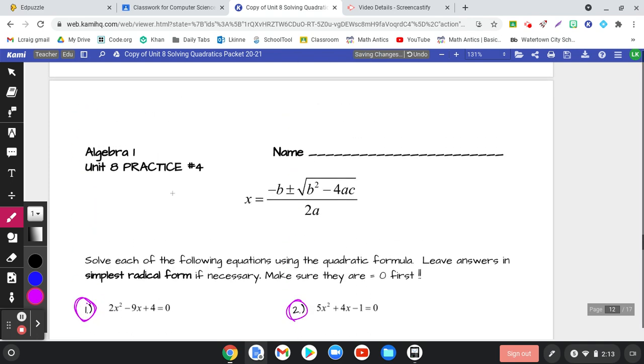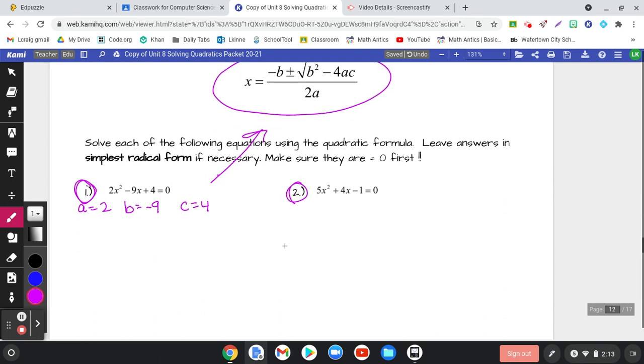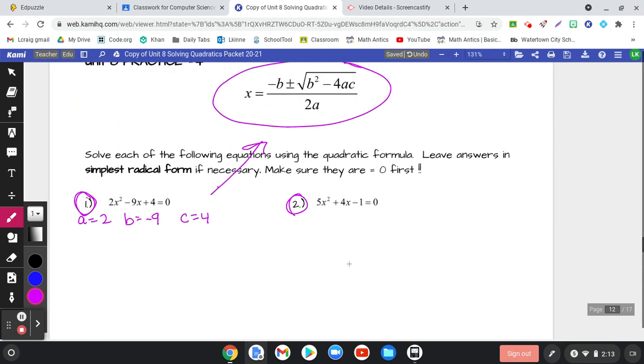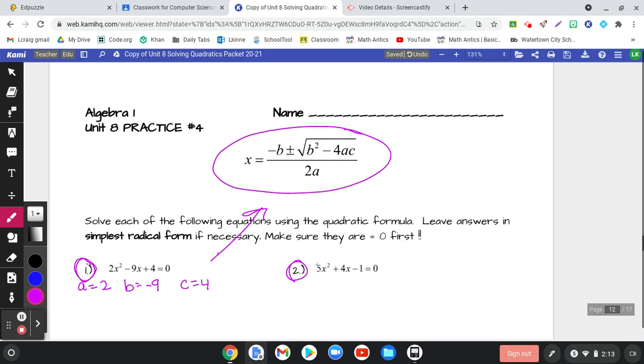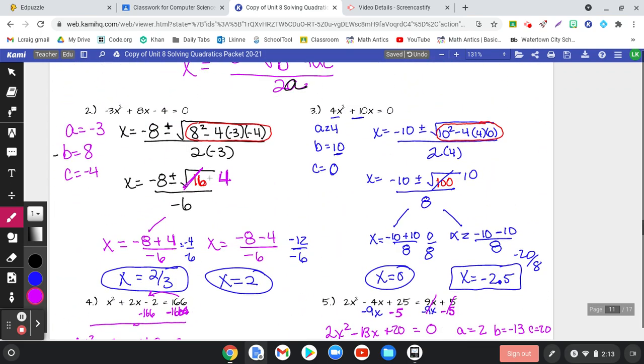All right, if it helps, make sure you take a look at this. You could keep writing it over and over, but I would list your A, B, and C to start for each one. Like this one, A would be 2, B would be negative 9, C would be 4, and then plug those values in for each one. All of these have it so that it's already set equal to 0, so these are just the very basic ones. Use the notes that we took. Any of these notes will help you.